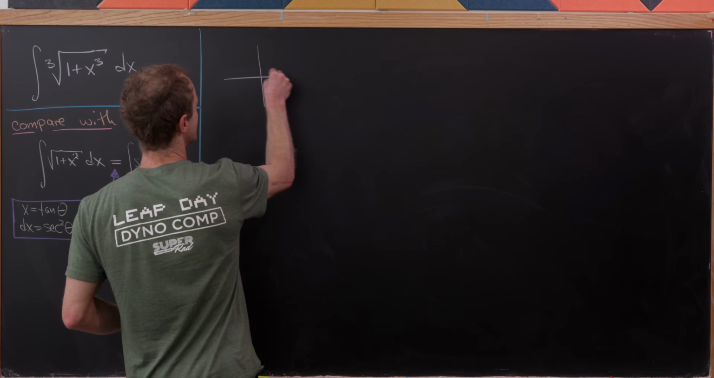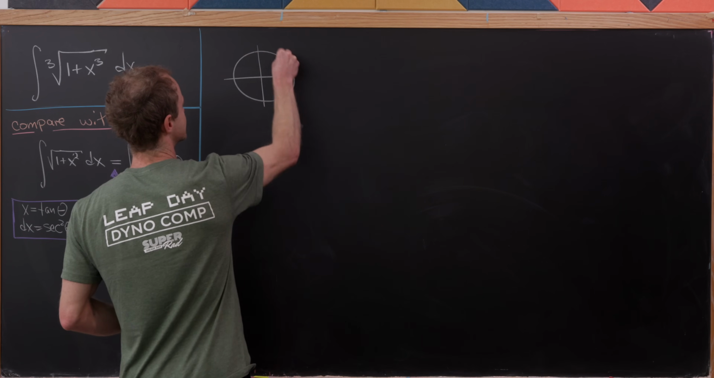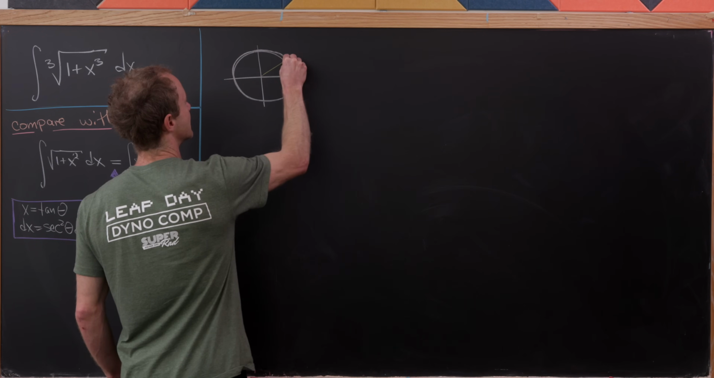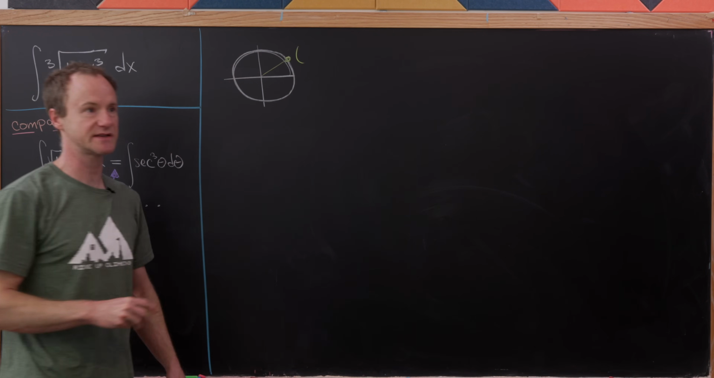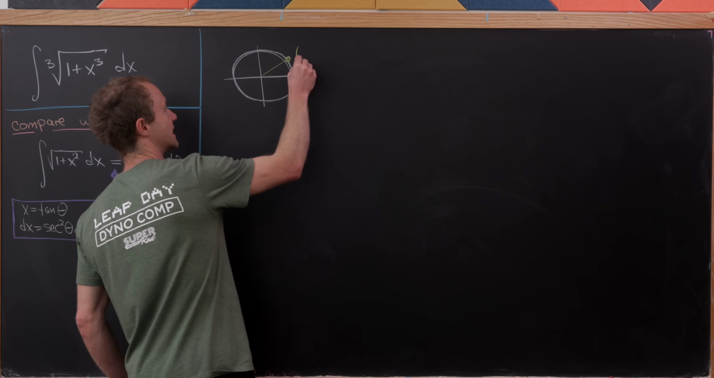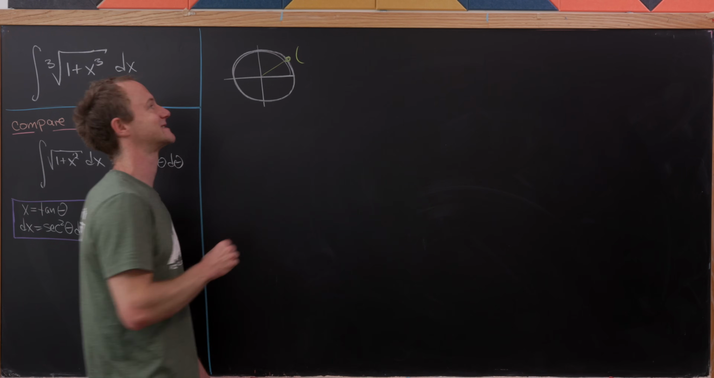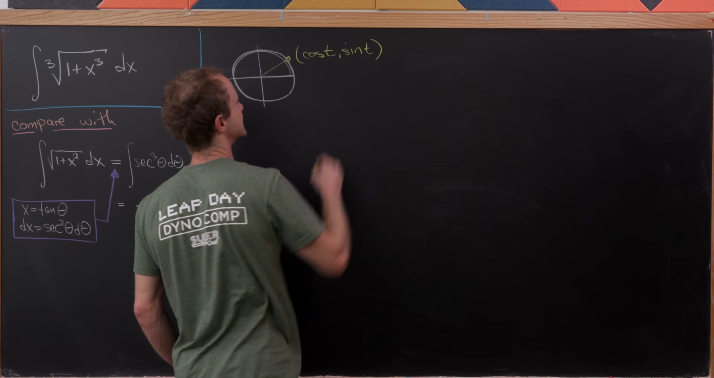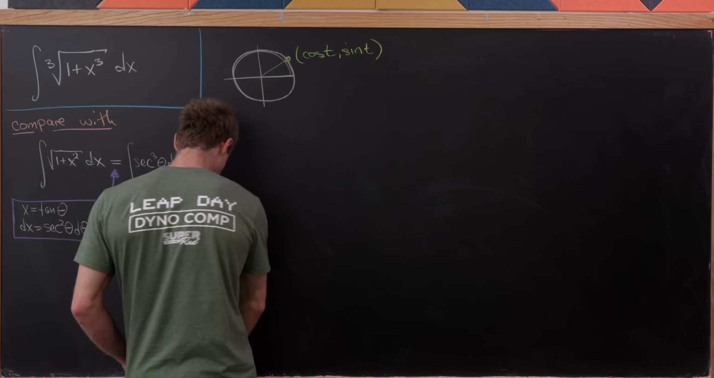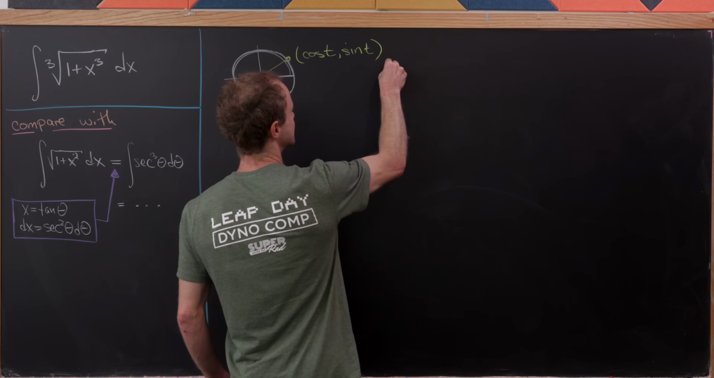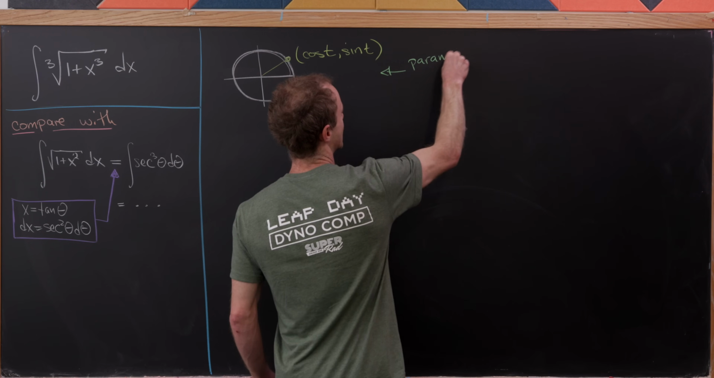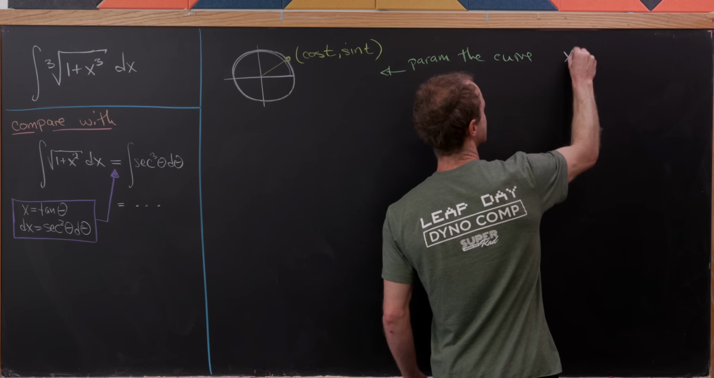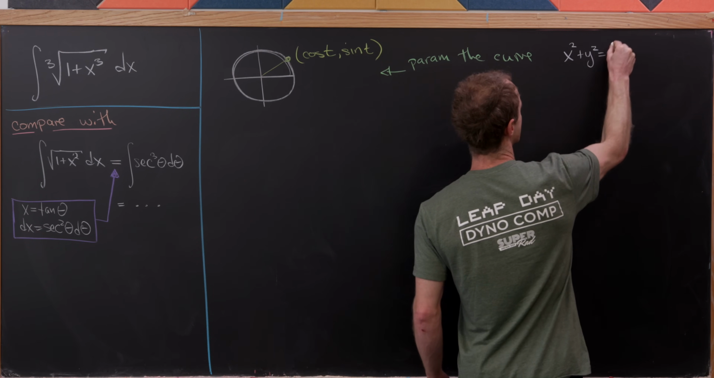Let's consider the unit circle. Let's get a picture of the unit circle or something close to it here. And recall that the unit circle is parametrized by cosine theta, sine theta, or by the cosine function and the sine function. I'm going to parameterize this with the variable t: cosine t, sine t. And just to fill in all the details, this is parameterizing the curve x squared plus y squared equals 1.